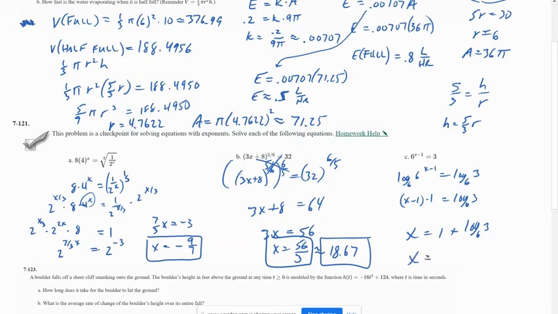So then I get 1 plus log base 6 of 3. And so if you do that on your calculator, log base 6 of 3 is about 0.613. And so that's 1.613.